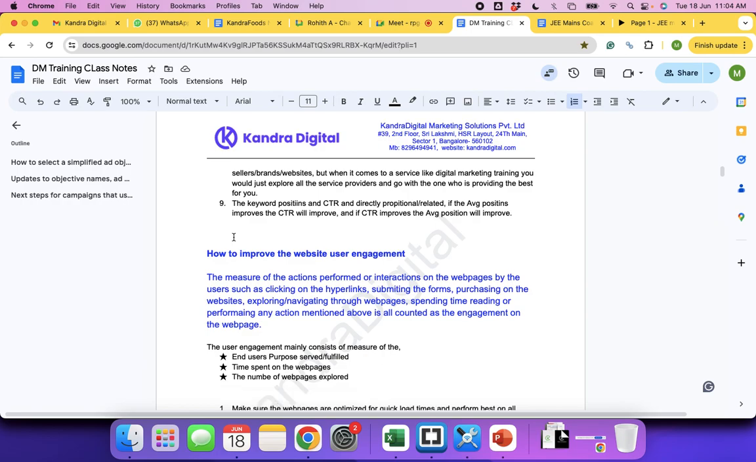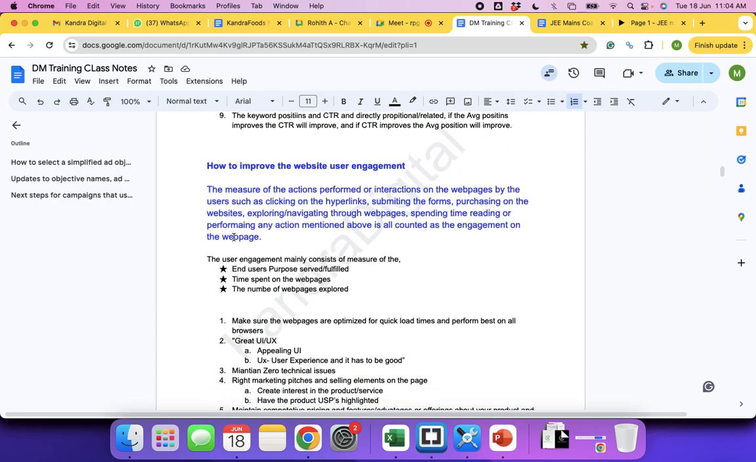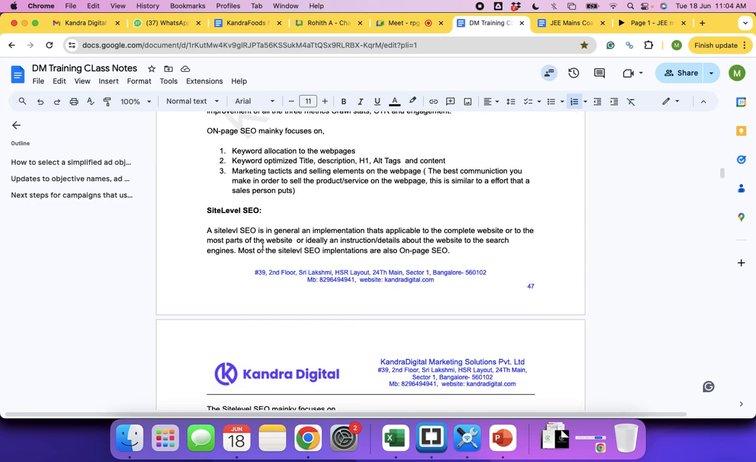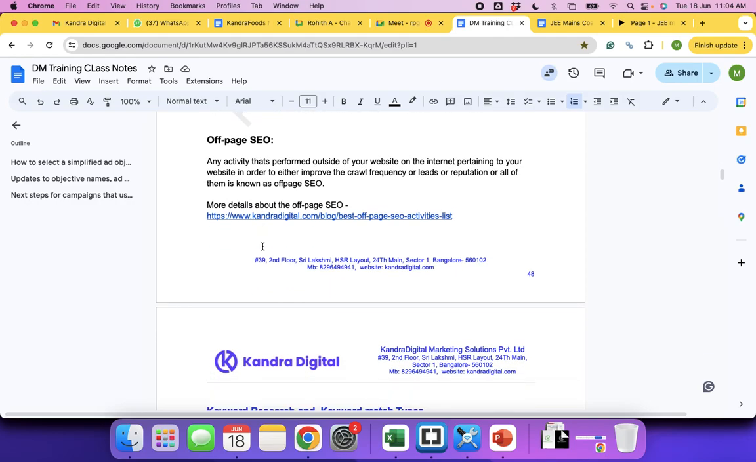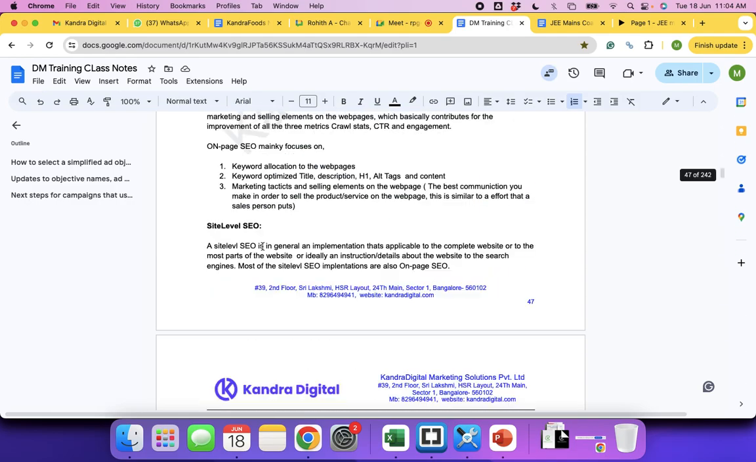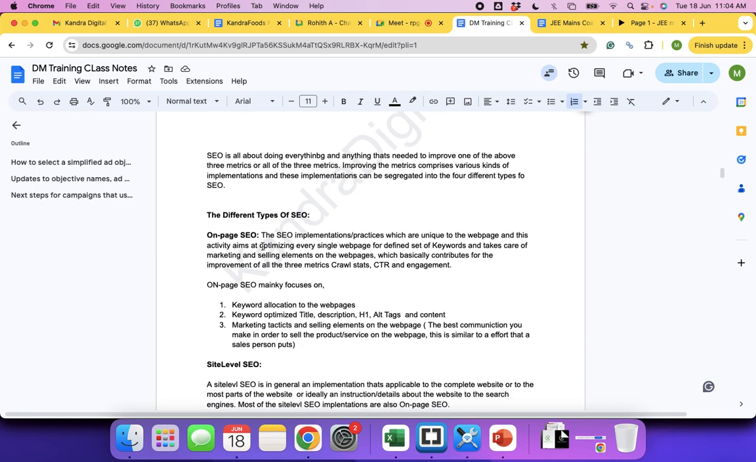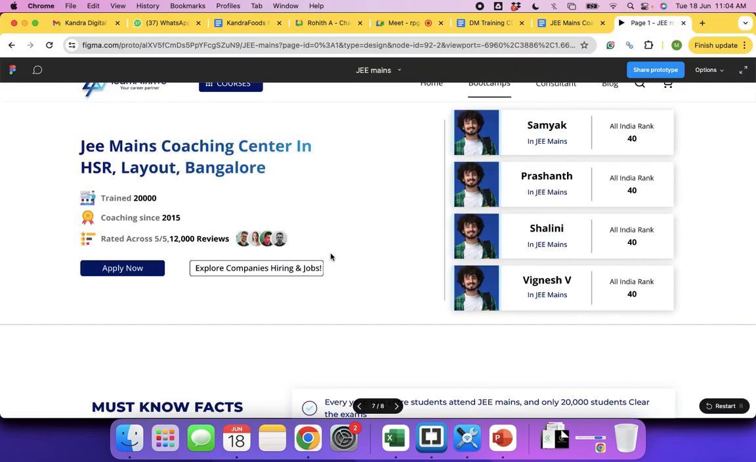So whatever you implement in SEO can be categorized or grouped as on page SEO, site level SEO, technical SEO, and off page SEO. We're going to discuss what on page SEO is: the implementations which are unique to the web page. These activities are aimed at optimizing every single web page for a defined set of keywords and take care of marketing and selling elements on the web page.